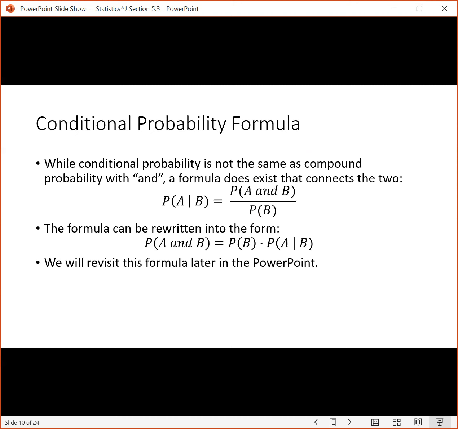All right, so while conditional probability is not the same as compound probability with and, a formula does exist that connects the two. Here is the formula. The probability of A given B is equal to the probability of A and B over the probability of B. So you need to divide by the probability of B. If you do that, then the two are equal. One of the cool things you can do is rewrite this formula into an alternate form where you get the probability of A and B by itself by moving the probability of B over to the other side. We're going to revisit that formula later in the PowerPoint because it ends up being really useful.